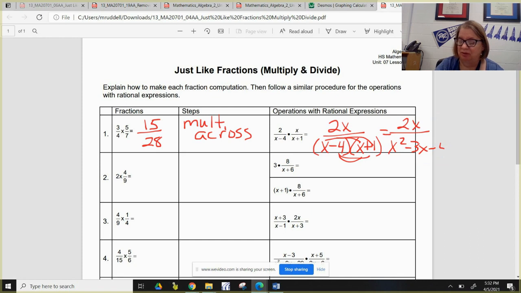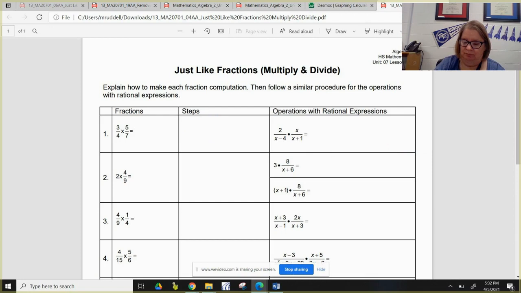I'm going to take this off there so it doesn't get quite as cluttered. Number 2 says 2 times 4 over 9. Now remember, when you see a whole number, really it is a fraction with the whole number over 1. 2 over 1 times 4 over 9. 2 times 4 is 8. 1 times 9 is 9. Easy peasy. Multiply across. Whole number over 1.